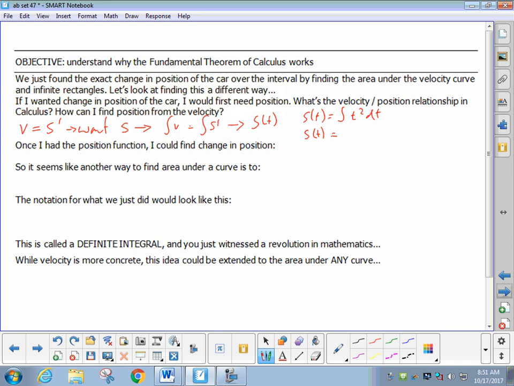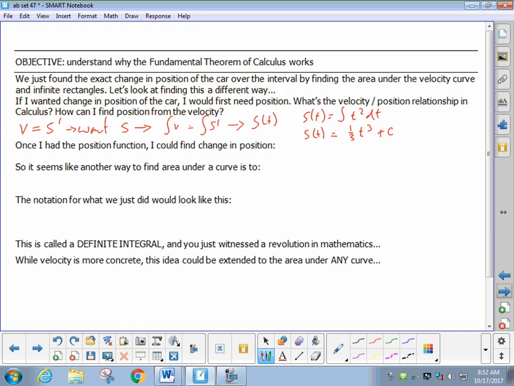Raise the power by 1, divide by the new. 1/3 t cubed plus a constant. Okay, now I haven't gone back to this enough. My bad. But finding that constant, you need an initial condition.